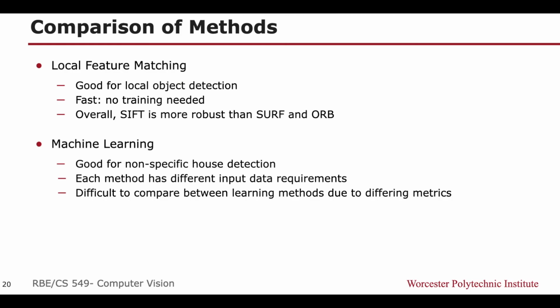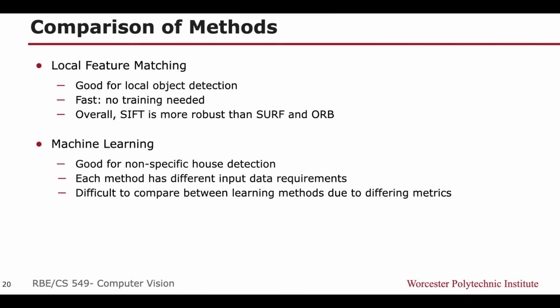So for a quick overview of our method results, for local feature mapping, we concluded that SIFT was the most robust option of the three, due in part to the lack of training needed. For machine learning, we found our results suitable for non-specific house detection, but it was difficult to compare these results with those of local feature mapping due to differing output metrics.